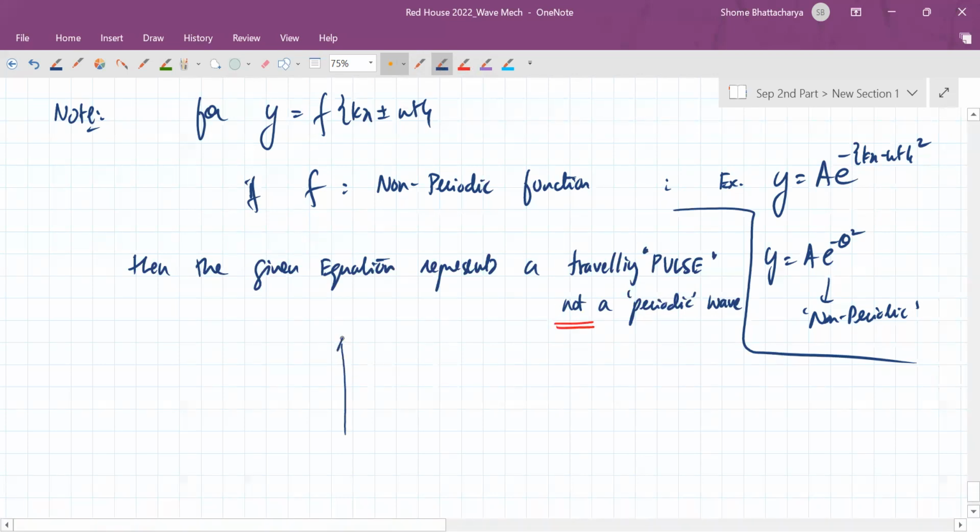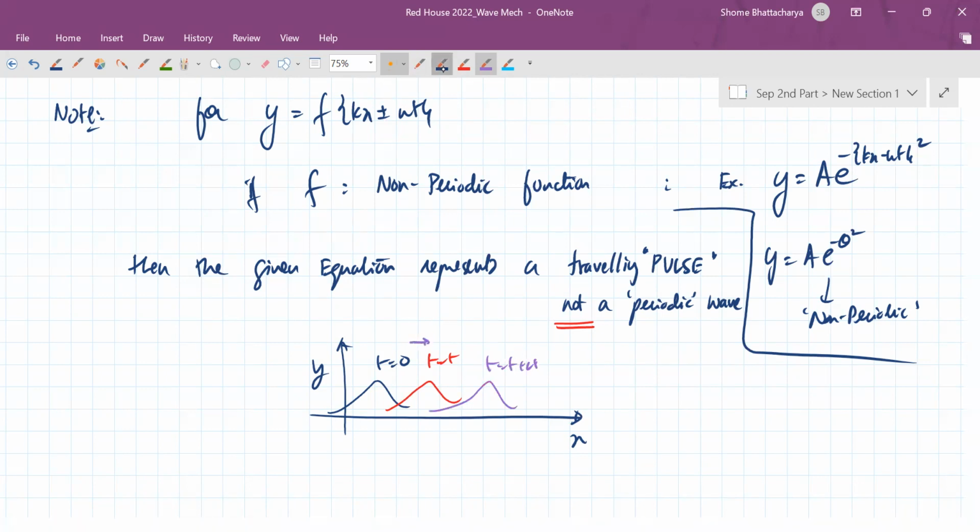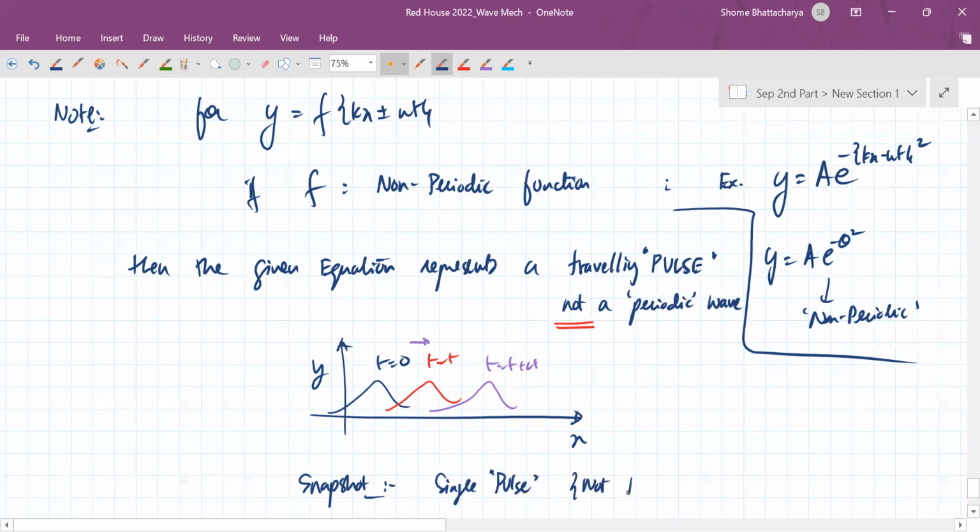So it is this kind of situation that, let's say at t equal to 0, it was like this. Then after some time, it's like this. And after some time, it's like this. So you can see that this snapshot will be a single pulse. It is not periodic. So it does not have any wavelength.